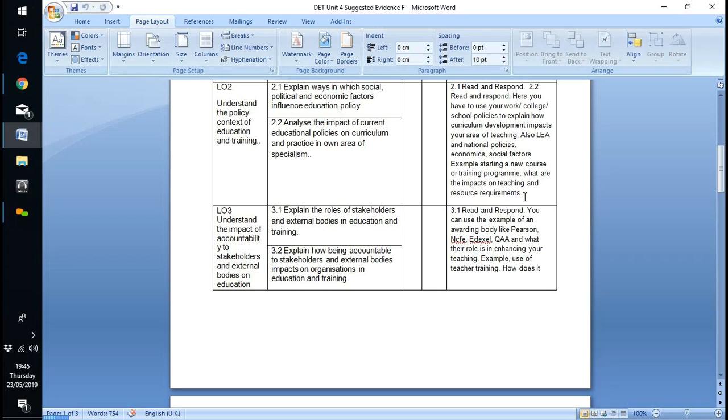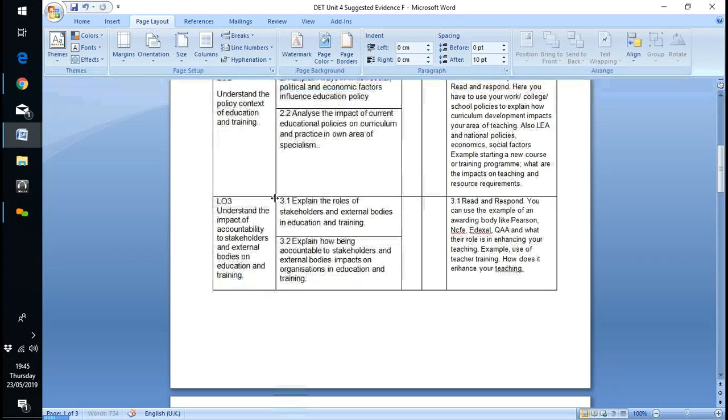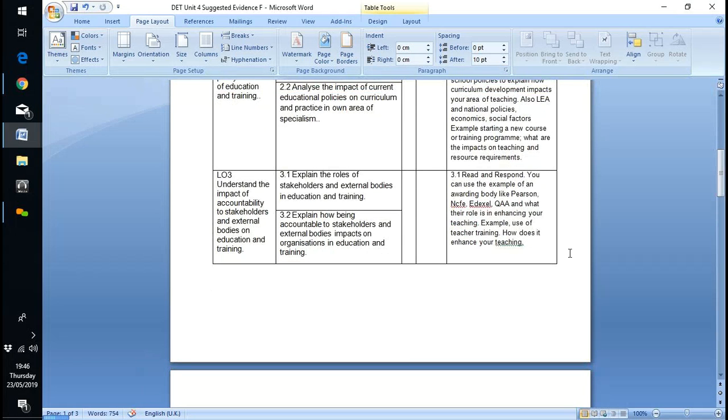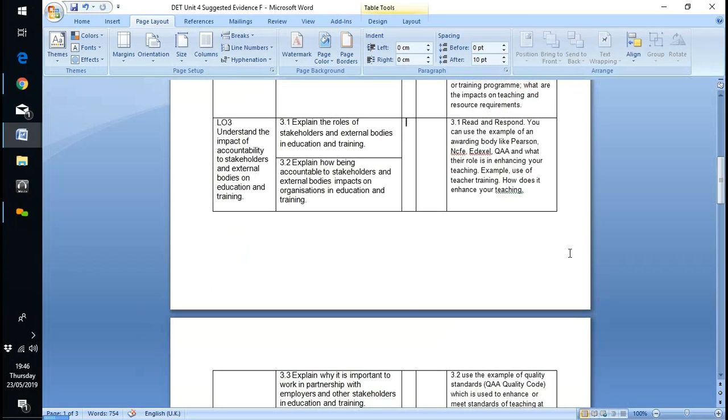I'm going to look at understanding the impact of accountability. So it's looking at the impact of being accountable to stakeholders and external bodies in education and training.